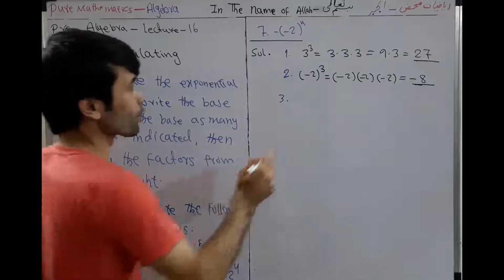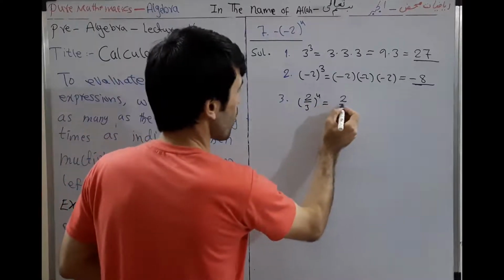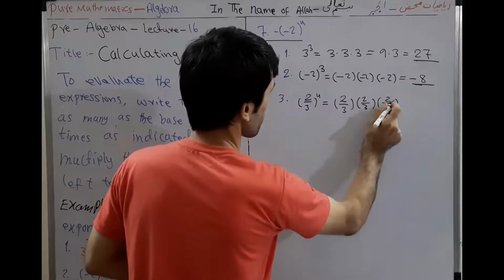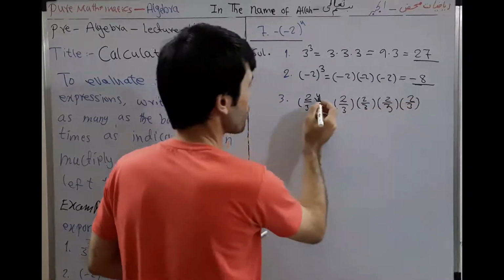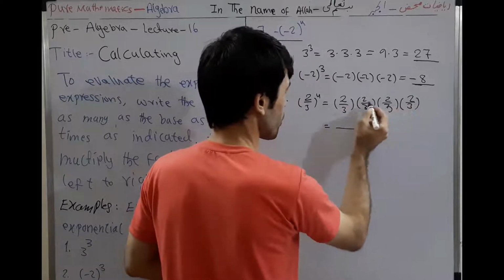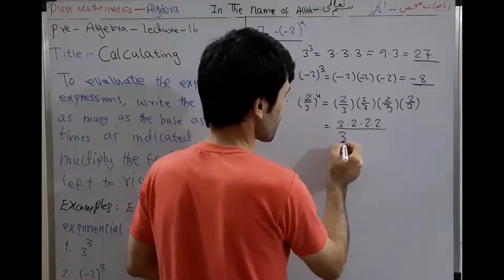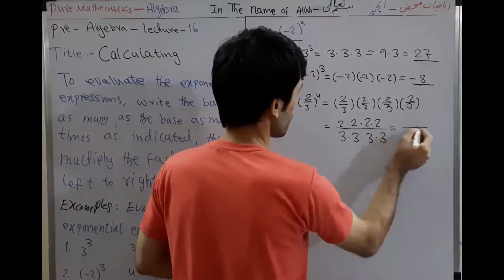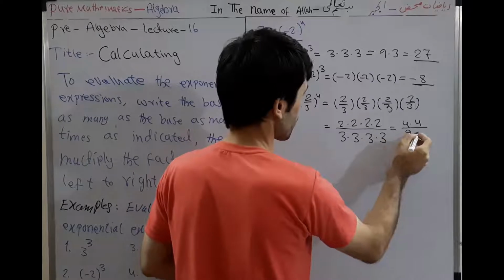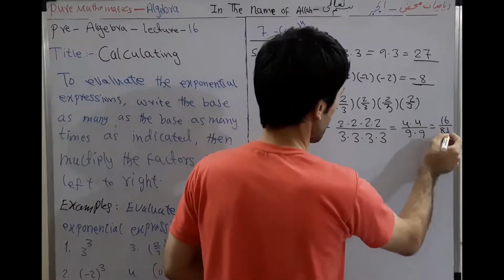Number 3. We have 2 over 3 whole to the power 4. It is equal to 2 over 3 multiplied by 2 over 3 multiplied by 2 over 3 multiplied by 2 over 3, 4 times, because the exponent is 4. We multiply all the numerators, 2 multiplied by 2 multiplied by 2 multiplied by 2. Also the denominator, same method. 2 multiplied by 2, 4. 2 multiplied by 2, 4. 3 multiplied by 3, 9. 3 multiplied by 3, 9. 4 multiplied by 4, 16. 9 multiplied by 9, 81.